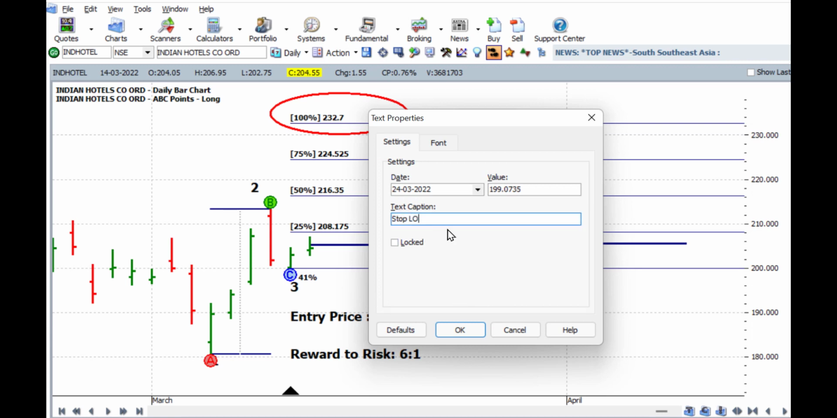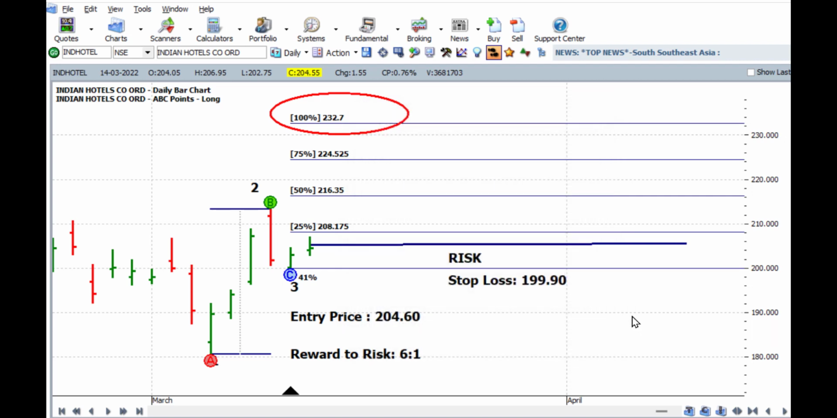Stop loss is at 199.90. Okay, so this is our initial stop loss. The moment our entry triggers, we are going to put in our stop loss at 199.9. Let's move to the next day. This entry has been triggered on the first day itself, which is 14th of March.